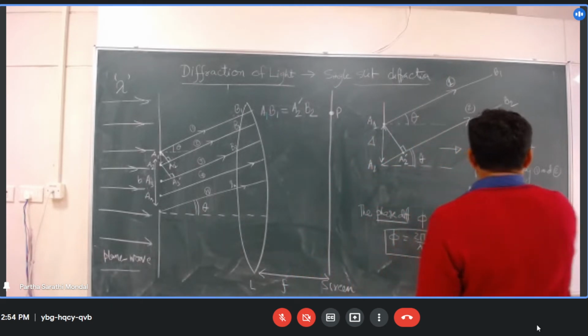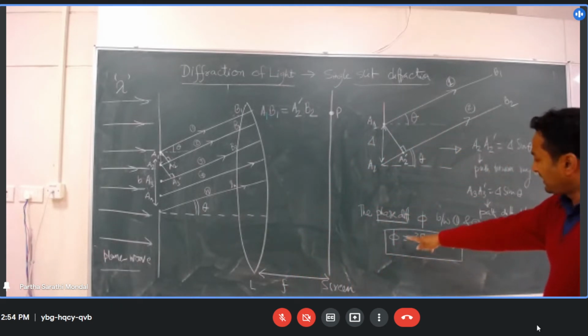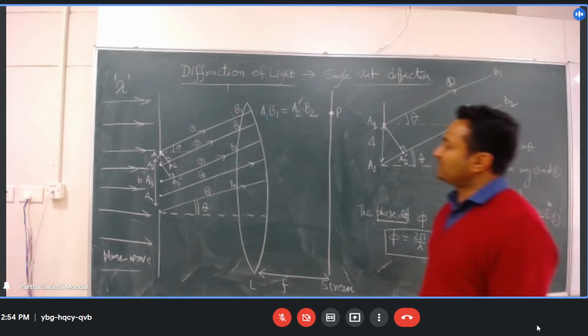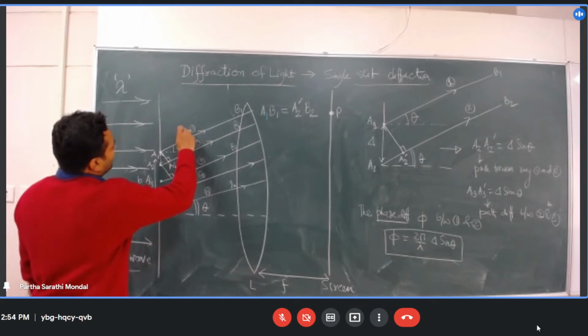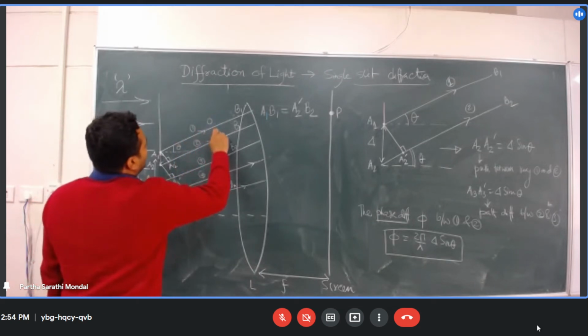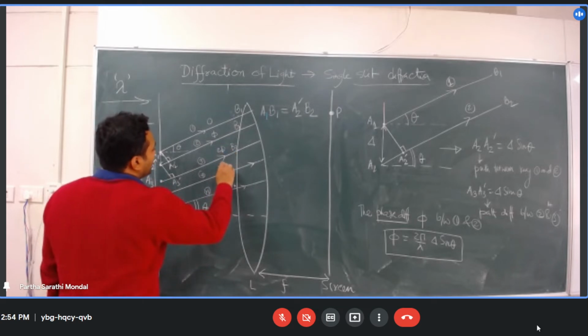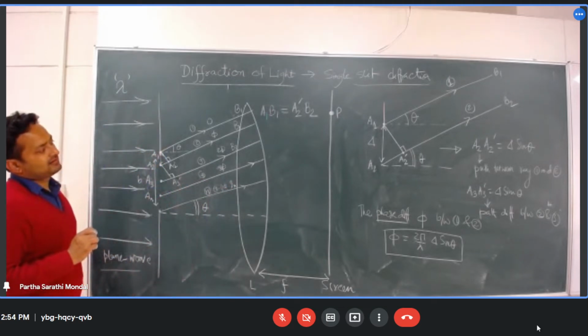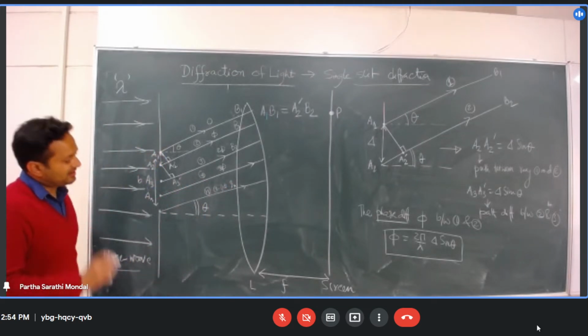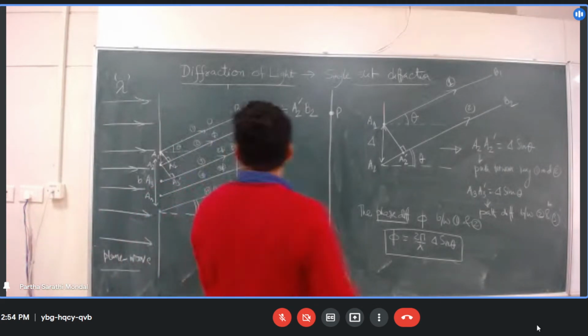Okay, so similarly 2 and 3 के बीच में भी delta phi होगा, ठीक है? So now if I want to calculate the phase difference with respect to 1, तो 1 में phase difference 0 होगा, फिर ये phi होगा, फिर ये 2 phi होगा, फिर ये 3 phi होगा, है कि नहीं? और n में n minus 1 into phi होगा, है कि नहीं? Yes sir.